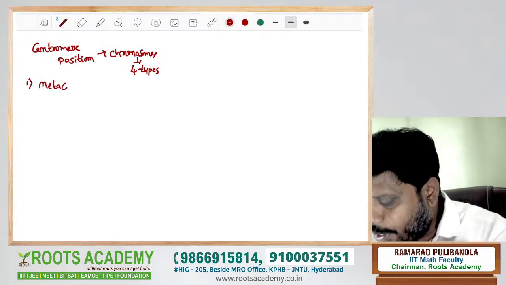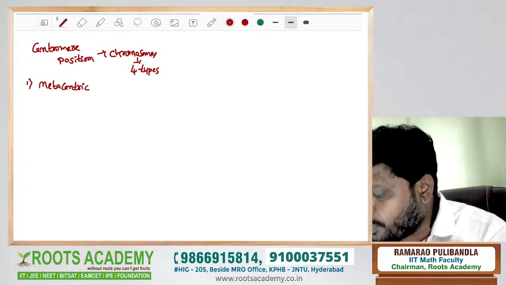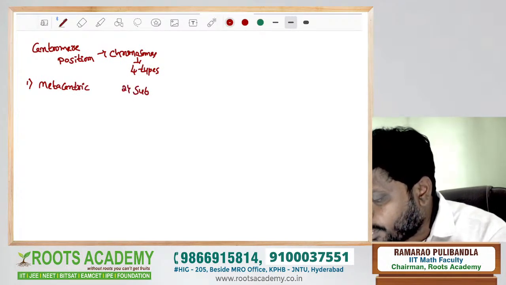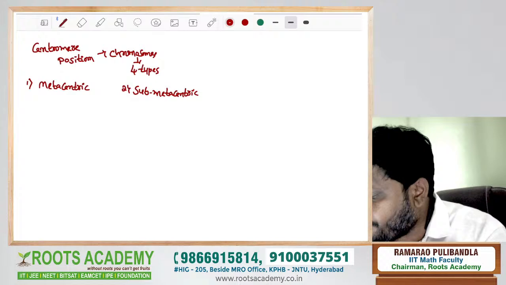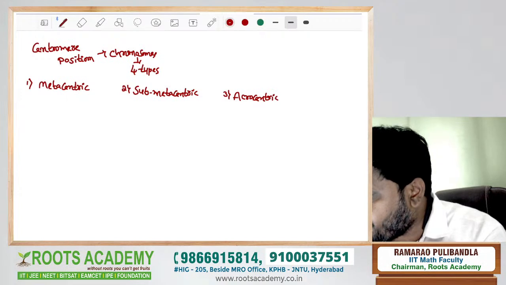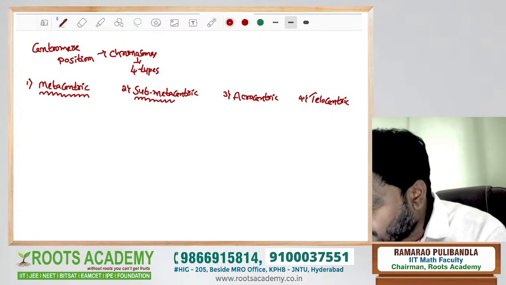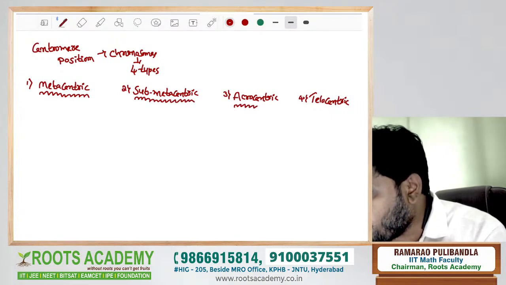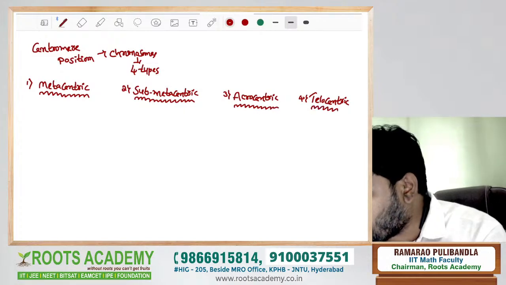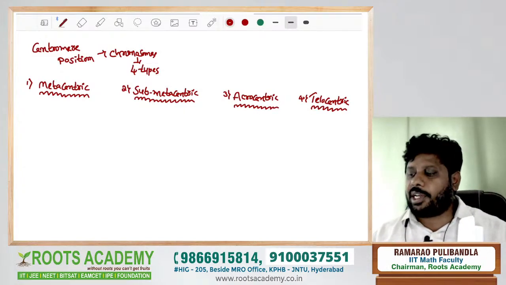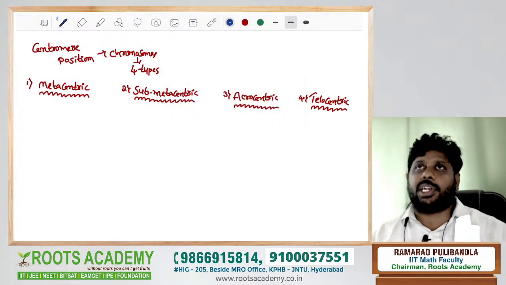first one is the metacentric chromosome, second one is the submetacentric chromosome, third the acrocentric chromosome, fourth the telocentric chromosome. So on the basis of centromere position, chromosomes are classified into 4 types: metacentric, submetacentric, acrocentric and telocentric.